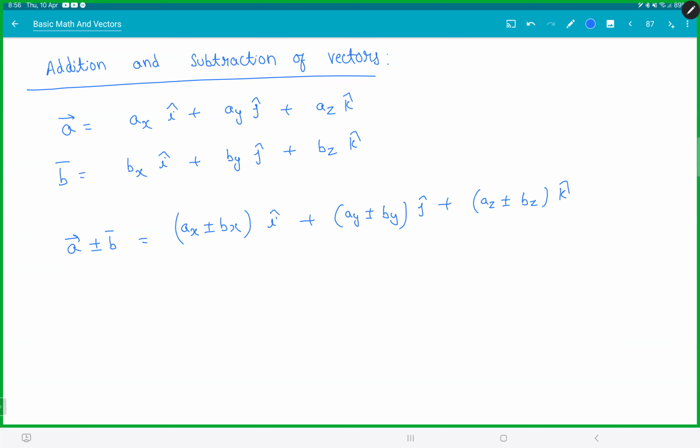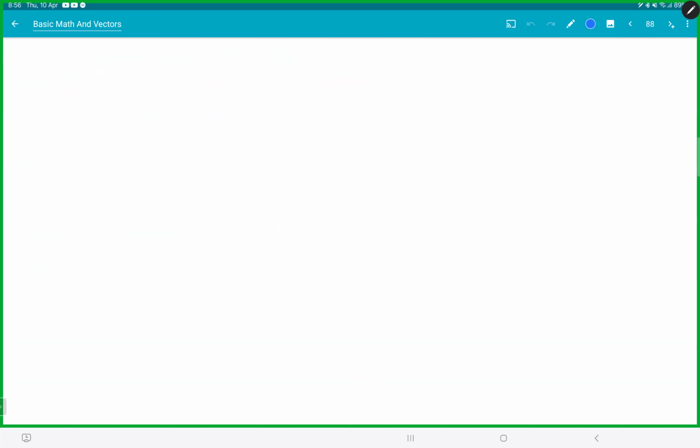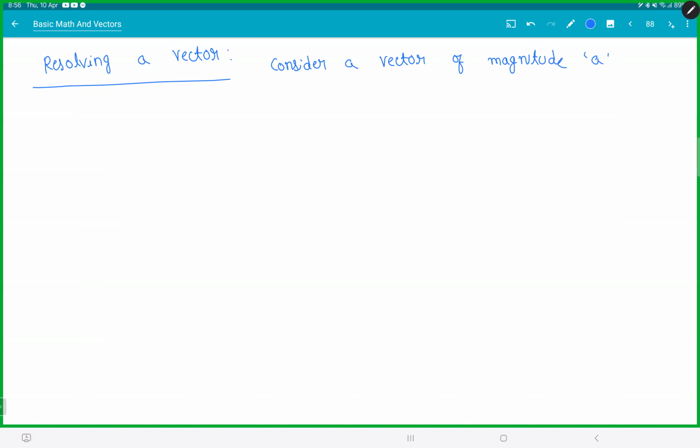Next thing. This is an important concept. In the entire chapter, if you ask me, this is the number one thing that you should learn, resolving a vector. You will keep encountering this literally in every chapter. So this is a pretty standard thing. If you give me a vector, I want to see what is the effect of that in different directions. So we resolve the vector. So what is this thing? Consider a vector. So listen carefully, it's not tough. It is just again a little geometry only. Consider a vector of magnitude A.